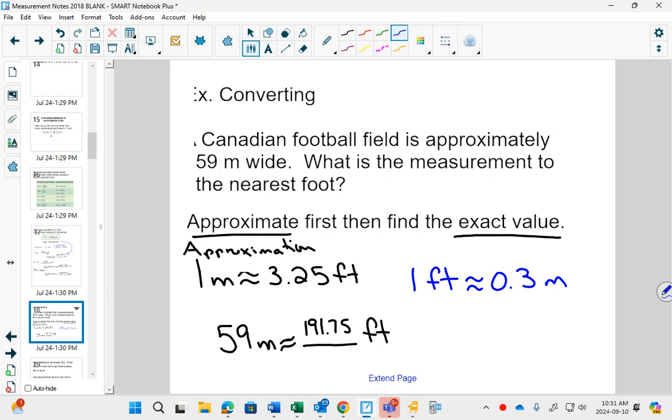Then you go to your friend and your friend said, oh, I decided to use this one. 1 foot is approximately 0.3 meters. So then 59 meters, and this time I'm already thinking about it, is how many feet? In this case, we're going to have to divide. So I go 59 on my calculator divided by 0.3, and I get 196.6 repeating.